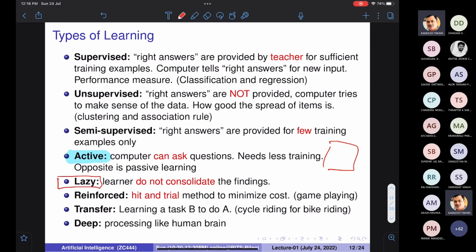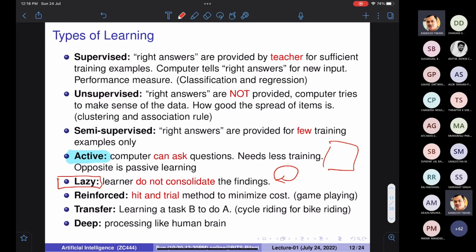Similarly, another method is called a lazy learner. It says, I'm not going to learn anything. Give me the data, I'm going to store it somewhere. At the time when you ask me for the answer, at that time I would do something to give you the answer. This is important when a lot of data is there. In some scenarios, it is very important.